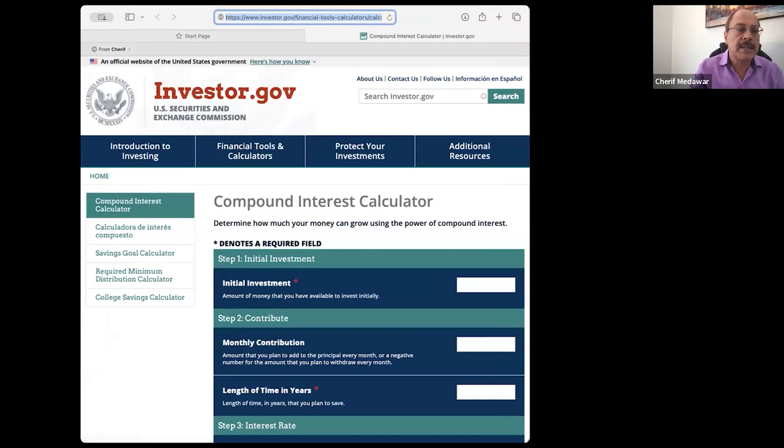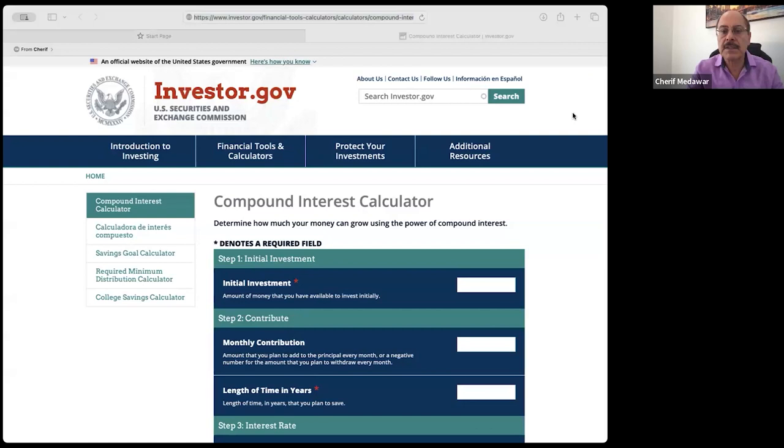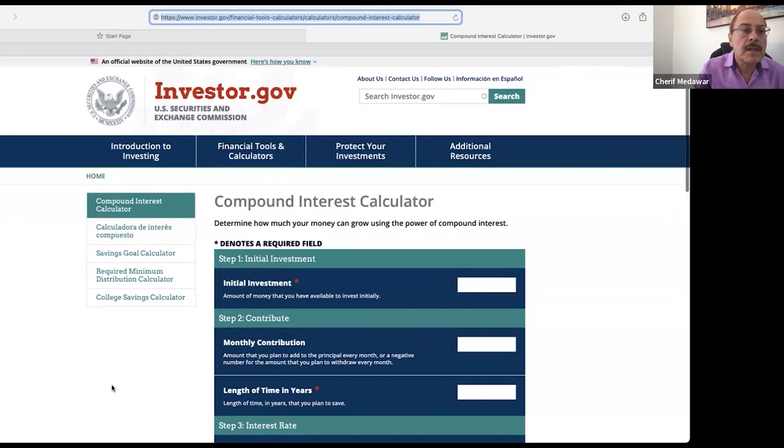Let me just expand this here. I don't know why it's not expanding. Oh yeah, here it is. Okay, so here is a calculator. And the website, I don't know if you see it on top there, is investor.gov, okay? So yes, Securities and Exchange Commission.